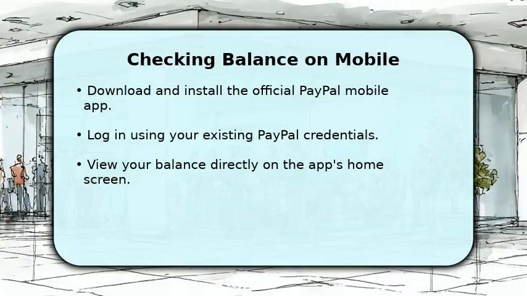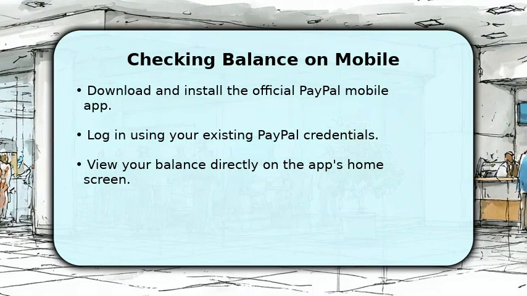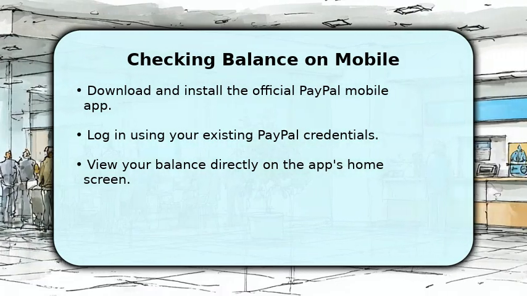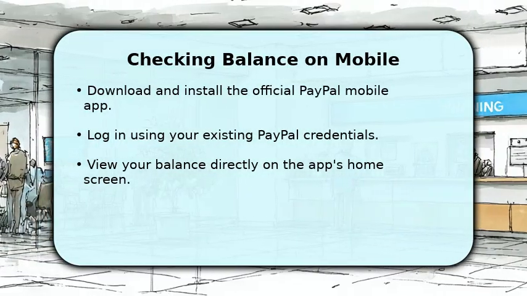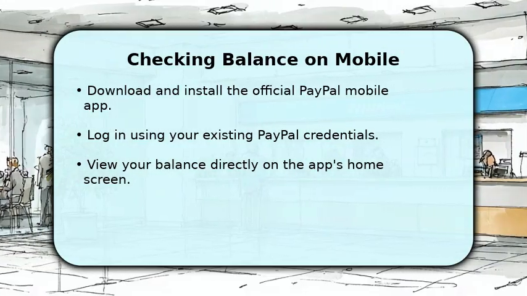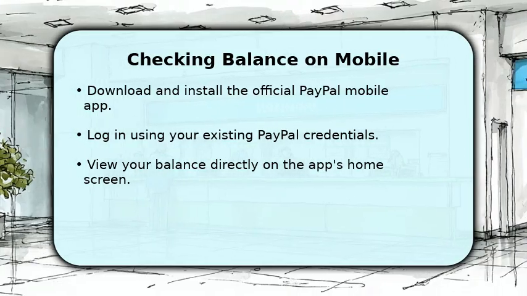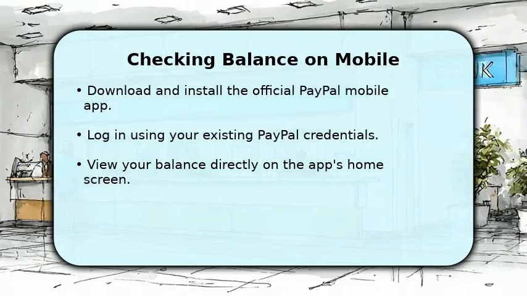Checking your balance on the go is incredibly convenient with the PayPal mobile app. First, download the official app from your device's app store. Once installed, simply log in using your existing PayPal email and password. Your current balance will be prominently displayed on the app's home screen immediately after logging in. The app also allows you to quickly view your transaction history and manage your funds from virtually anywhere, offering full control at your fingertips.